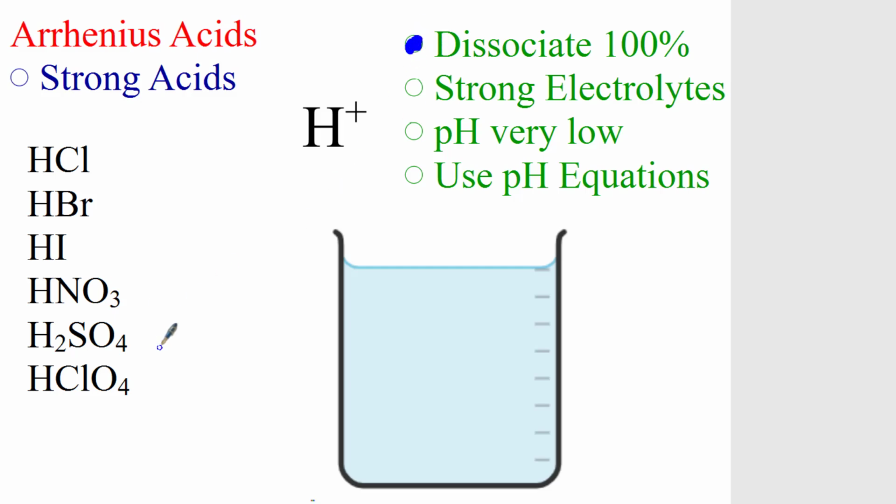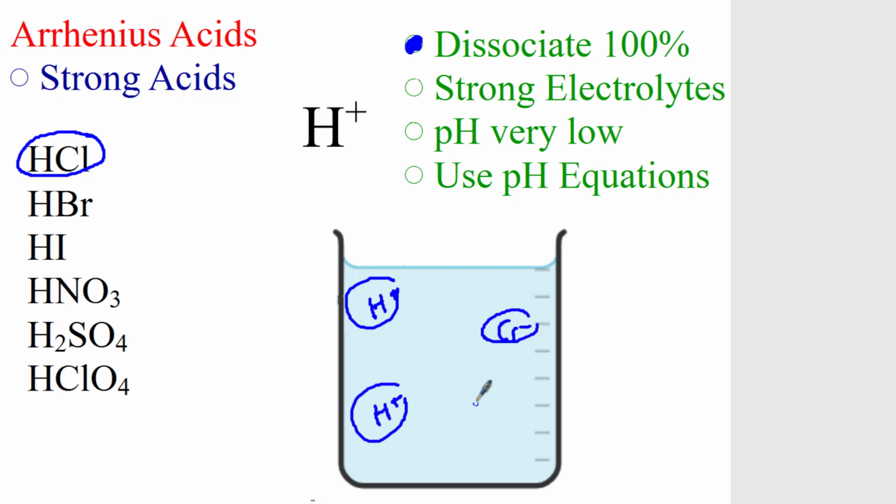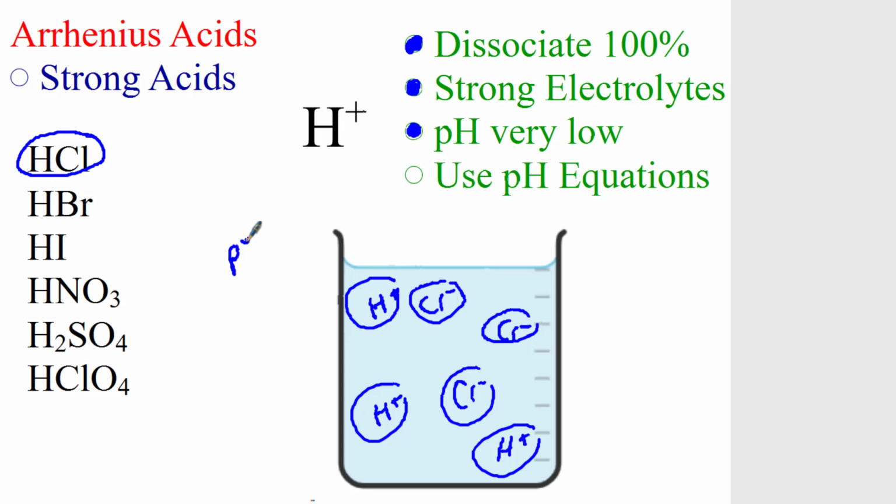They ionize 100%, which means if you have HCl, that HCl is going to break up into H plus and Cl minus, H plus and Cl minus. You can see this HCl is broken up, ionizes 100%, which means it is also a strong electrolyte. It's going to conduct electricity very well. Why? Because there are free ions, free positives and negatives rolling around in the solution. The pH values are going to be very low, maybe around a pH of about 1 or 2, something like that.